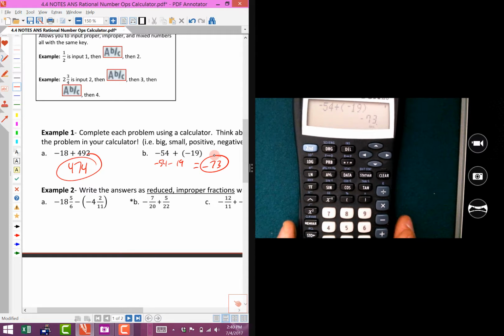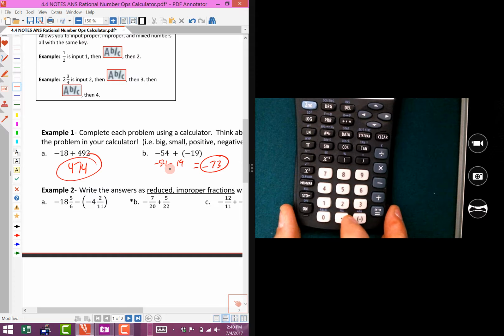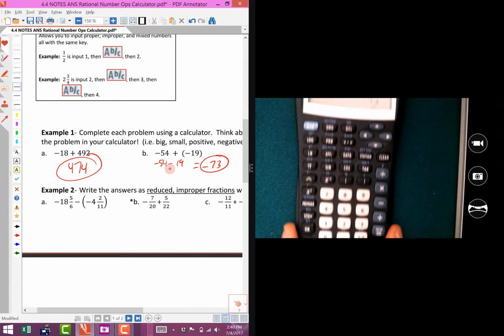Okay, so negative 73. Now I want you to keep that in mind, but remember, I'm going to do this a couple different ways. I'm going to go ahead and type in negative 54. I'm just going to do a minus 19. Gives me the same answer. So I basically put in negative 54 minus 19. The calculator makes a distinction between a negative and a minus. This is an operation, and this means the opposite of the number.